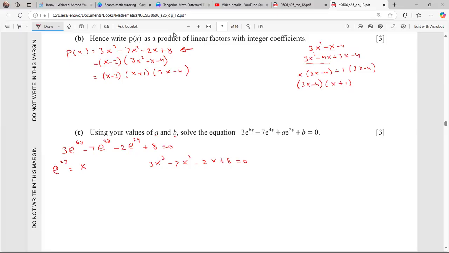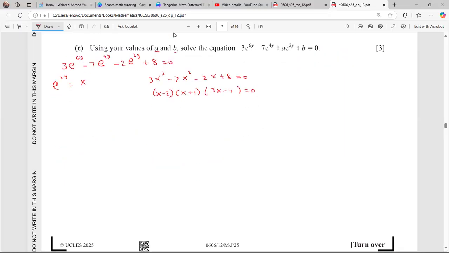So I can write it as (x minus 2)(x plus 1)(3x minus 4) equals 0. From here we can see that we have three solutions: x is equal to 2, or x equal to minus 1, or x equal to 4 by 3. And now x is equal to e to the power 2y. So e to the power 2y equals 2. In order to find the value of y, I take the log on both sides. So it will become 2y equals log of 2, and y is equal to 1 by 2 log 2. So this is one answer.